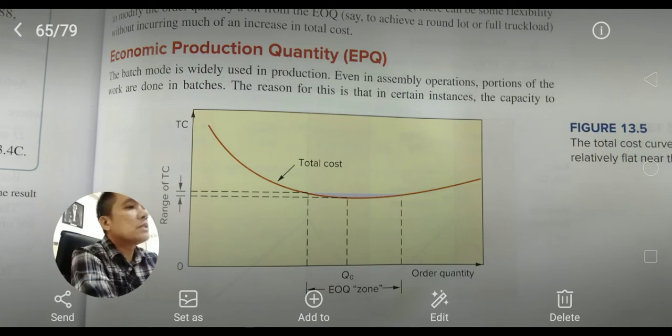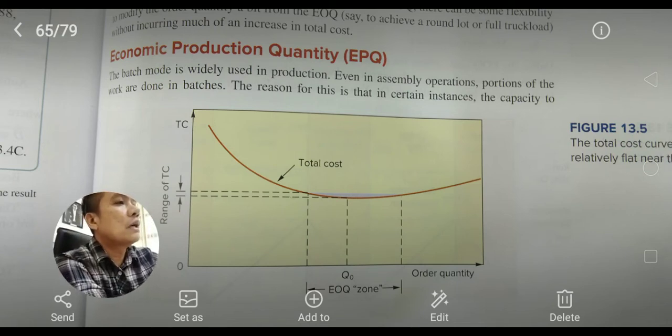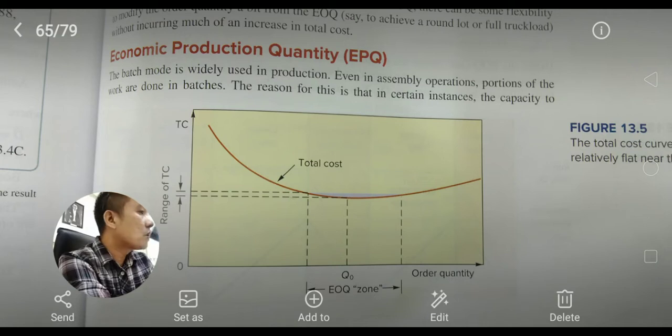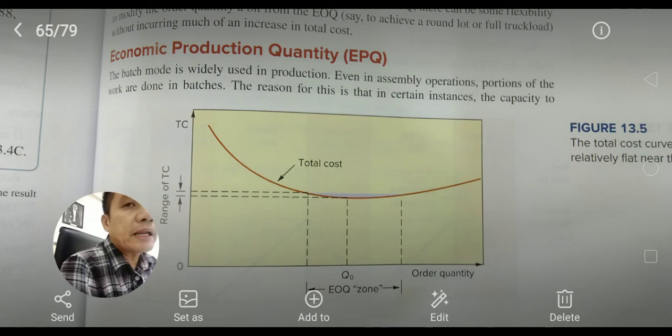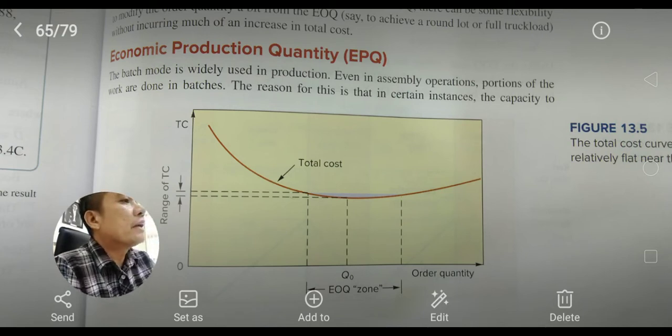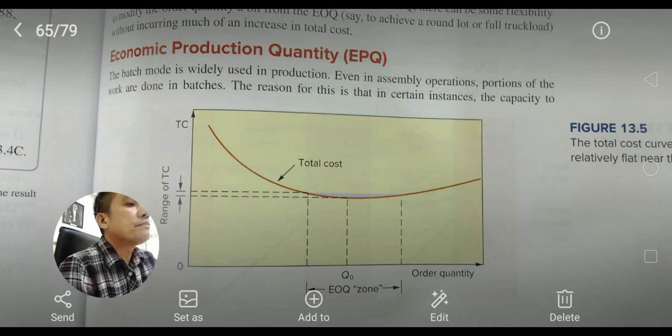The same assumptions are followed, katulad din sa EOQ, except that orders are received incrementally instead of in a single delivery. So if you look at your book, makakakita kayo ng assumptions ng EOQ at assumptions ng EPQ. Parehas na parehas lang yun. Ang difference ng assumption dito ay orders are received incrementally instead of a single delivery.